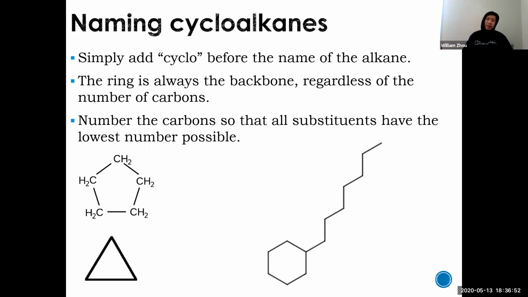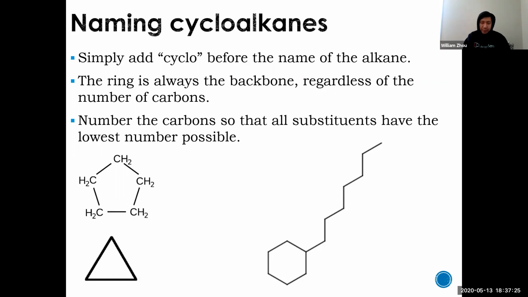All right, so let's move on to cycloalkanes. A cycloalkane is just an alkane that forms a ring. To name, you simply add cyclo before the name of the alkane, and that's it. Okay? Keep in mind that the ring is always the backbone. It doesn't matter how many carbons the ring has, it's always going to be the backbone. It doesn't matter how long your substituent groups are.